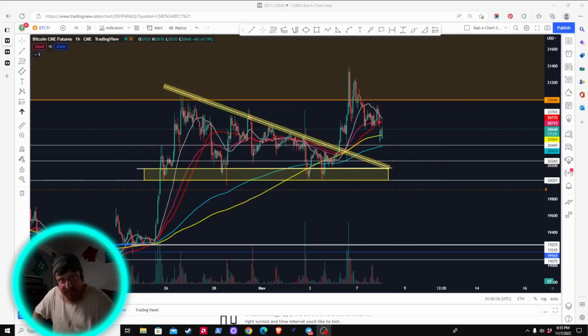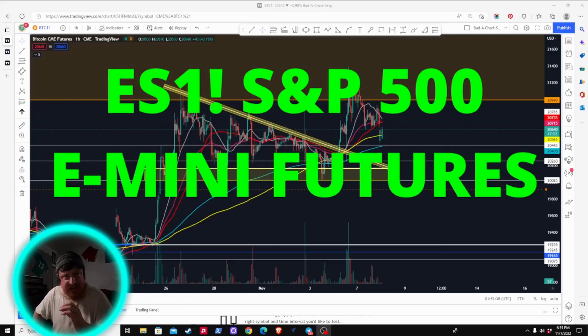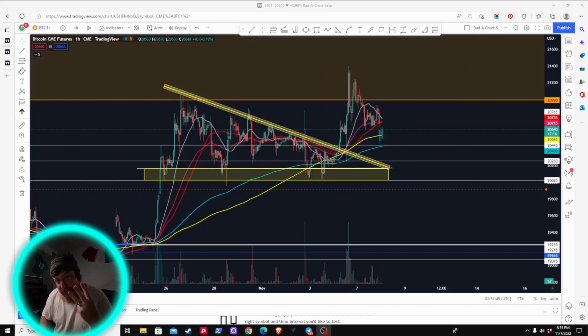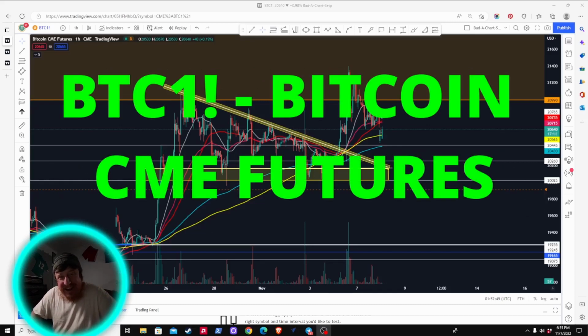The second one is going to be the ES1!, which is the ticker. It's the S&P 500 E-mini futures chart. I'll also explain that when we get to that. And the third chart is going to be the BTC1!, which is the CME chart for Bitcoin.